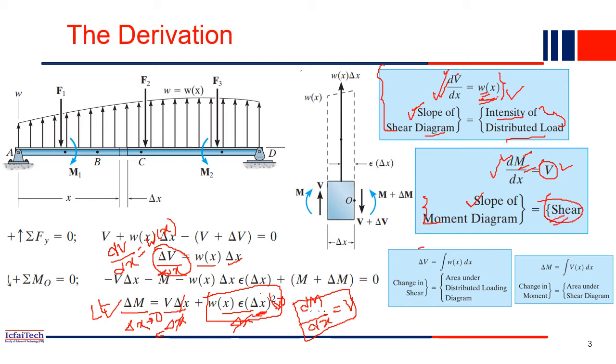Now if you take the integration of this one, you will get delta V equal to the integration of Wx dx. Similarly, if you integrate the other equation, you will get the change in moment equal to the integration of shear force into dx. So change in shear equals the area under the distributed loading. The integration of W dx is basically the area under the distributed loading, which is equal to the change in shear. Similarly, change in moment is basically the area under the shear force diagram. So these two conclusions we have got. Please remember these two equations.